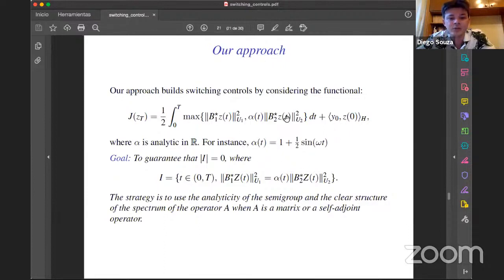For instance, we can take this one. And the goal is to guarantee that this set is of measure 0. So we will use the analyticity of the semigroup and some spectral property of the operator in order to see that this set is of 0 measure.